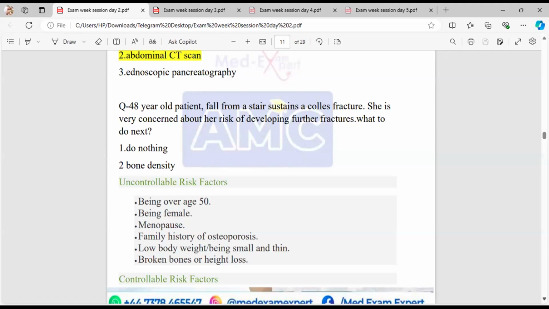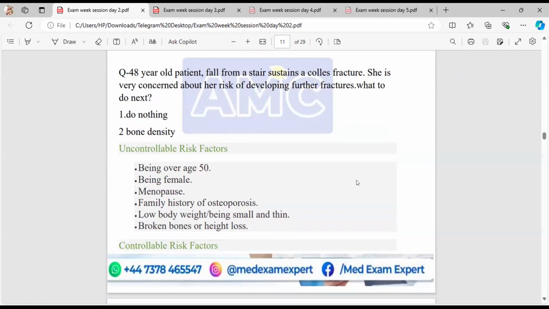Here, what are the risk factors? Why are we doing the bone density, and why would we not do anything? The uncontrollable risk factors are being over age 50. If the age of the patient is more than 50, then definitely we will do something for this patient. Being female, again we will do something. Menopause. Family history of osteoporosis. Low body weight, being small and thin, broken bones or height loss. So these are the risk factors.